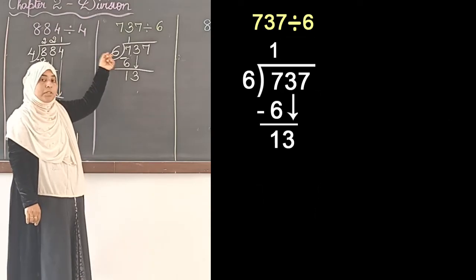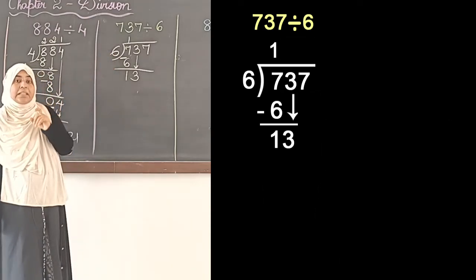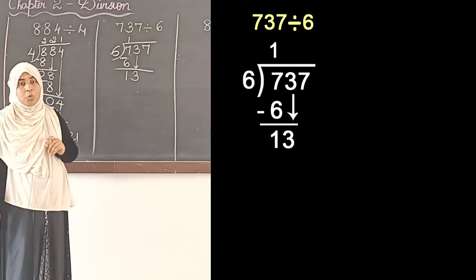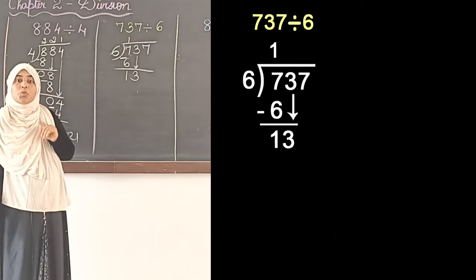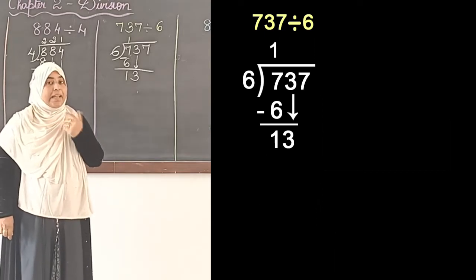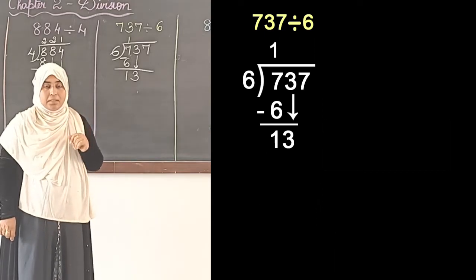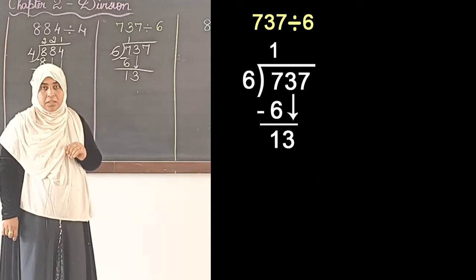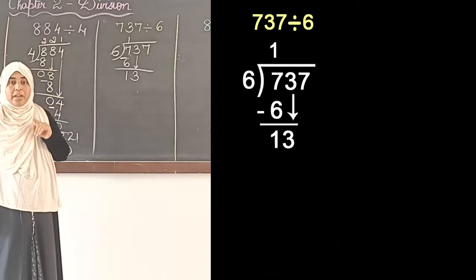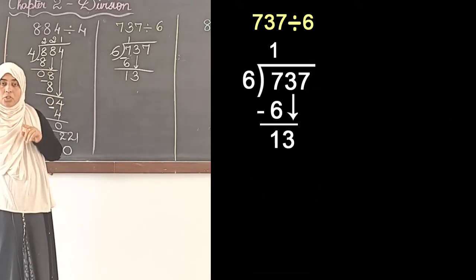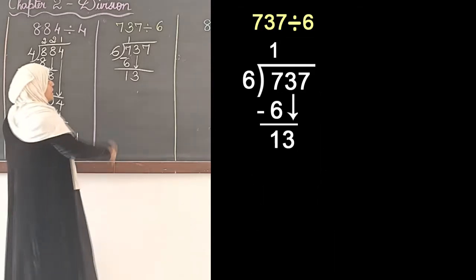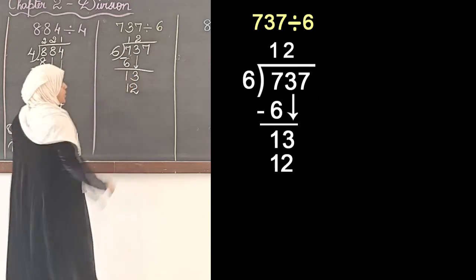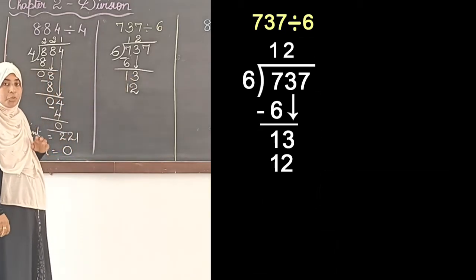So, you have to look for the number 13 in the table of 6. Now, do we get 13 in the table of 6? No. 6 ones are 6, 6 twos are 12, 6 threes are 18. We do not get 13, right. So, what we have to do? We have to look for a number smaller than 13. So, 6 twos are 12, 12 is smaller than 13. So, we will go for that number. So, 6 twos are 12. So, we have taken 12.